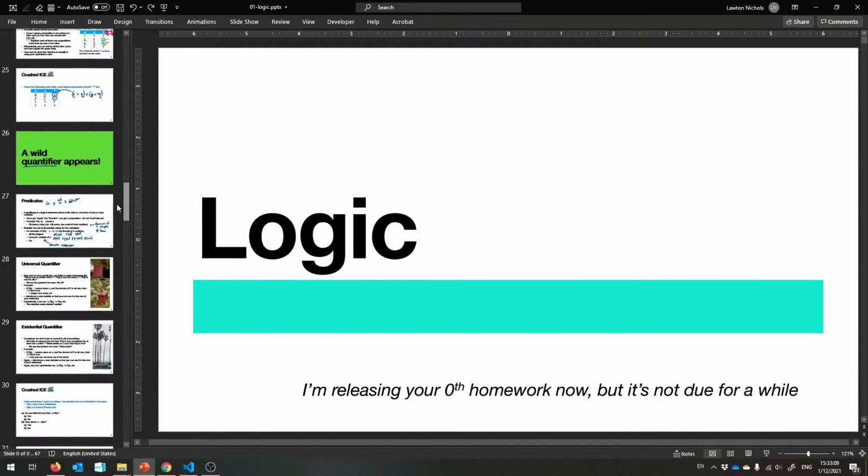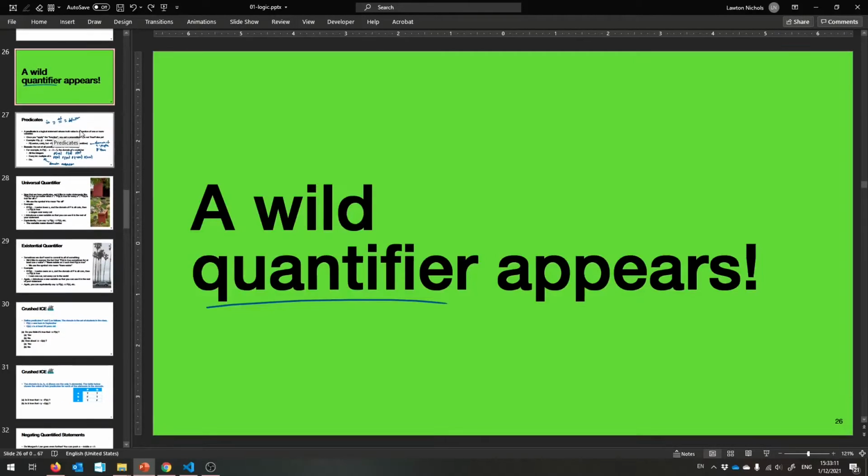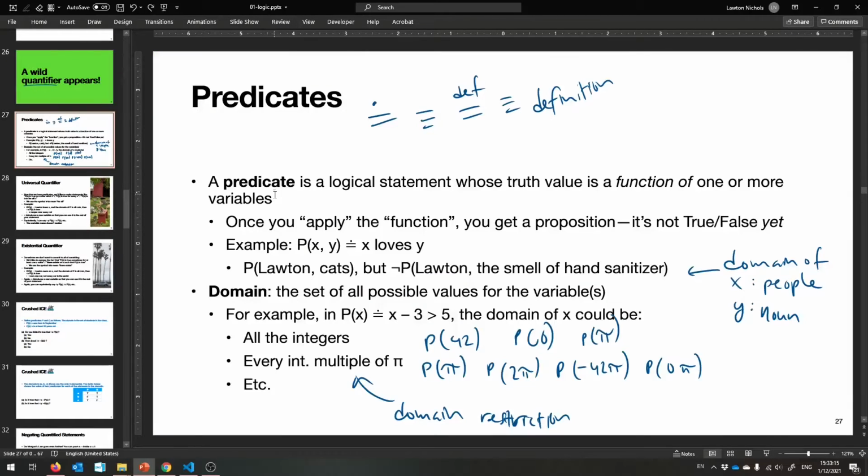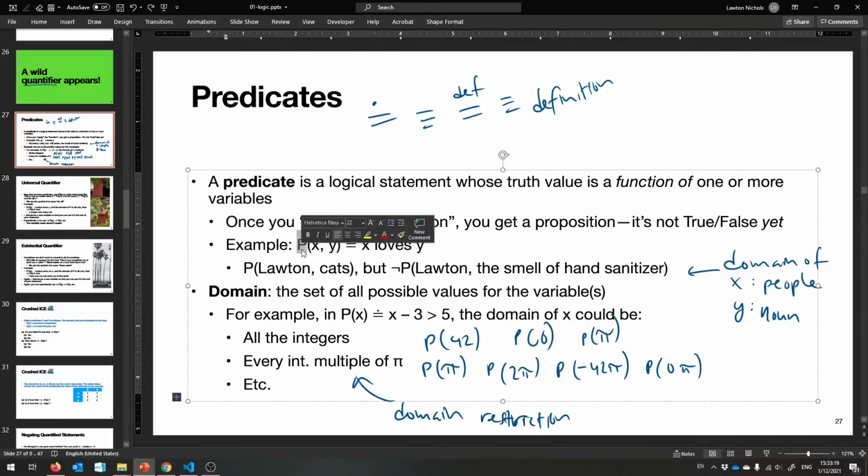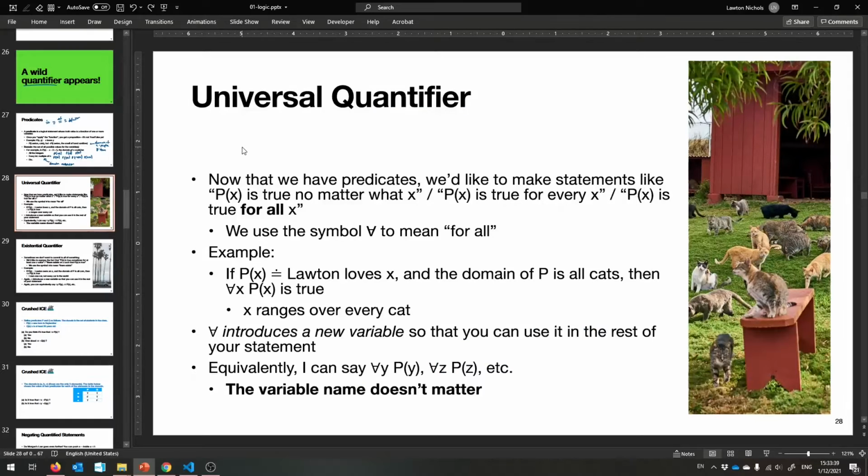So we ended last time talking about quantifiers, or getting ready to talk about quantifiers. We first talked about predicates, and that's where we stopped. A predicate is just a logical function in a sense. It takes some variables, and you can put whatever you want in them, and sometimes it's true, sometimes it's false, depending on those variables. It's just a function from some domain to true and false. Okay? So with that in mind, let's now learn some new symbols.